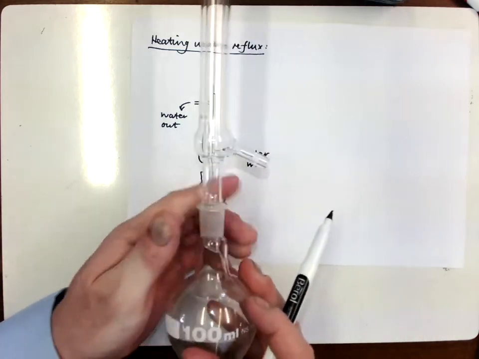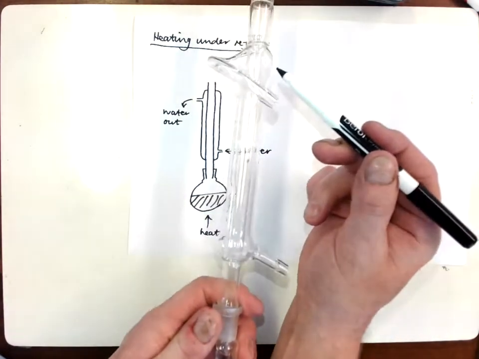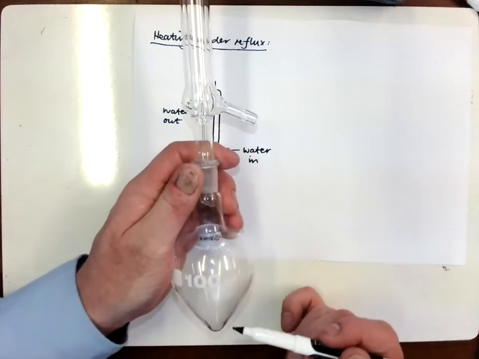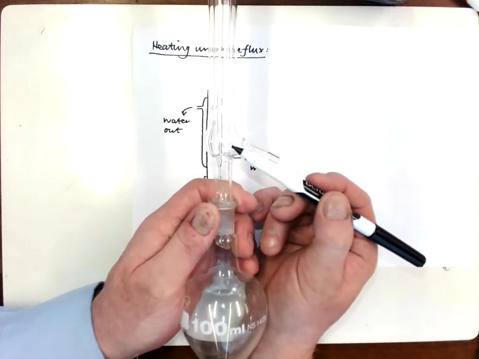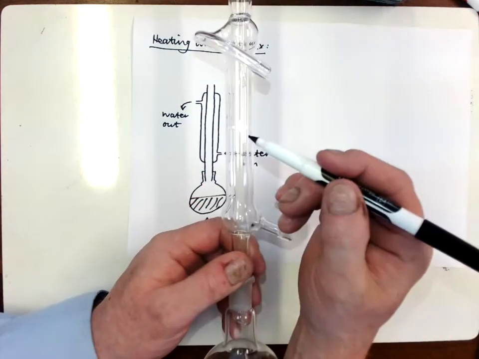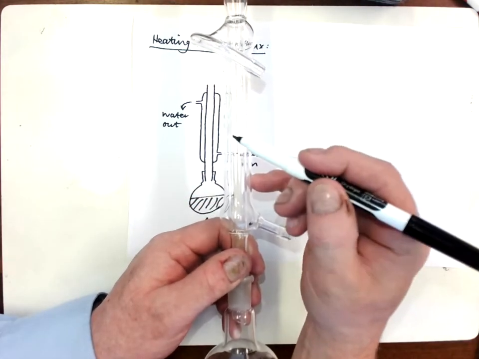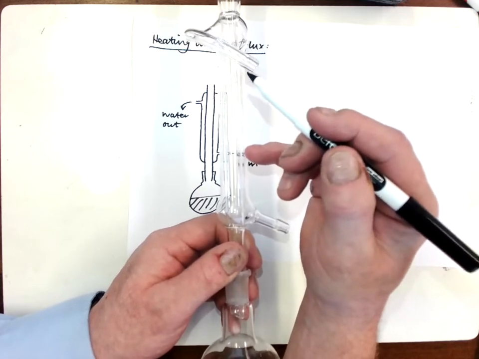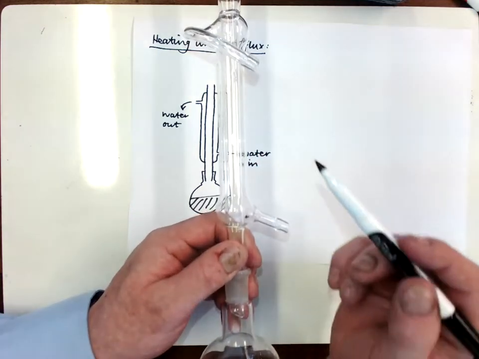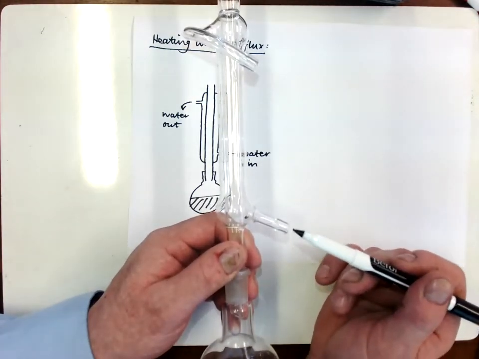We pop it onto our flask, and that allows us to heat the bottom of the flask and everything to rise up. We have water going in at the bottom, and if you can just see this tube that runs up the middle surrounded by a water jacket, we have water coming out at the top. That's important when you're labeling these in an exam, that you do exactly that. The water goes in at the bottom and out at the top.